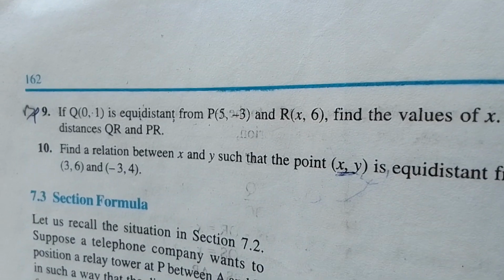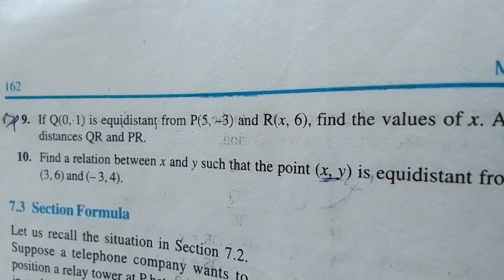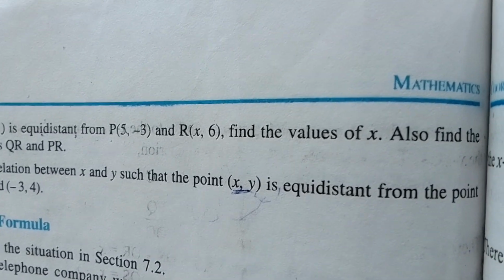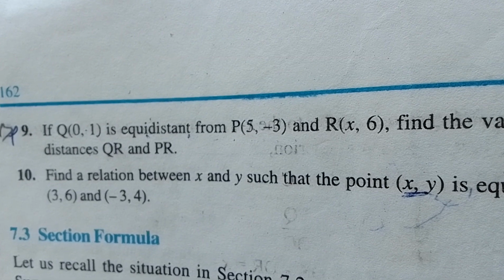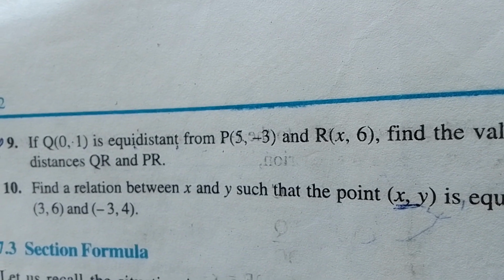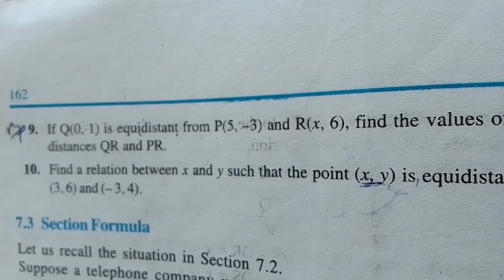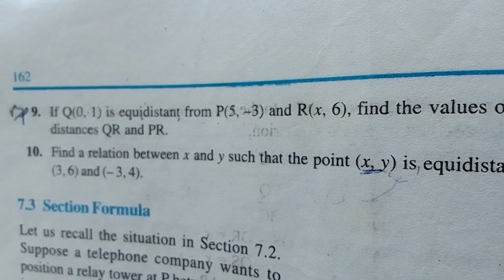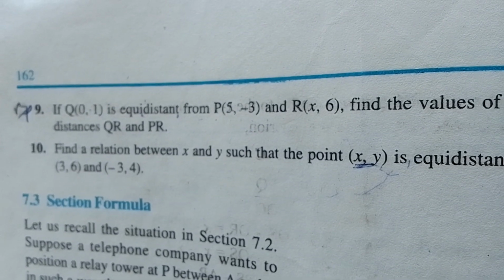Now the 9th question: point Q (0, 1) is equidistant from P (5, −3) and R (x, 6). Find the value of x. Also find the distances QR and PR. Here, according to the question, the distance of Q from P and the distance of Q from R are equal, meaning PQ and QR are equal. We have to find the unknown value of x from this data.